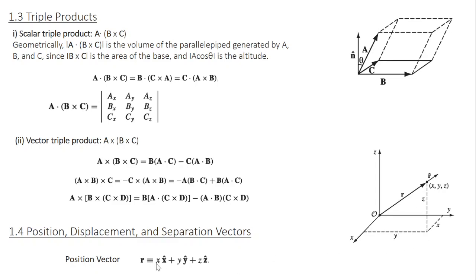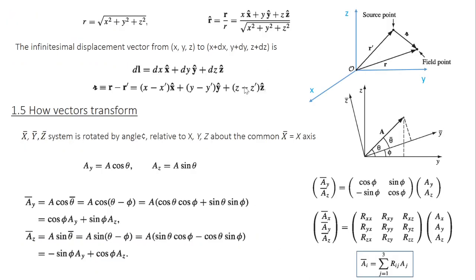So you can write it in component form as r equal to x x cap plus y y cap plus z z cap. Now the magnitude of the position vector is given by square root of x square plus y square plus z square. And the unit vector in the direction of the position vector is given by vector r divided by its magnitude, which is equal to x x cap plus y y cap plus z z cap divided by the magnitude, square root of x square plus y square plus z square.